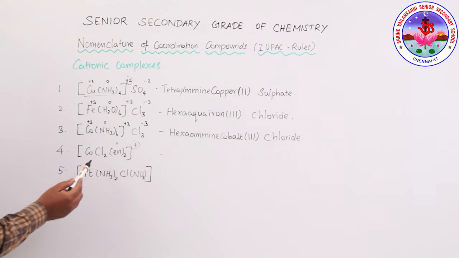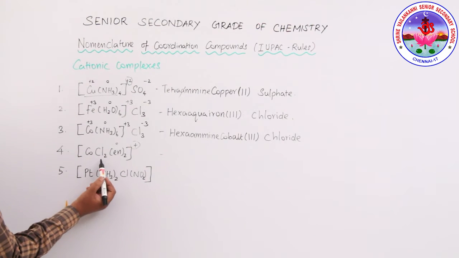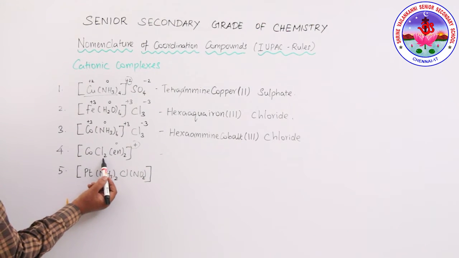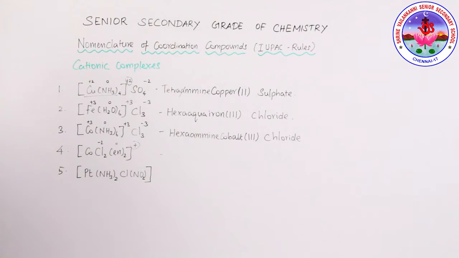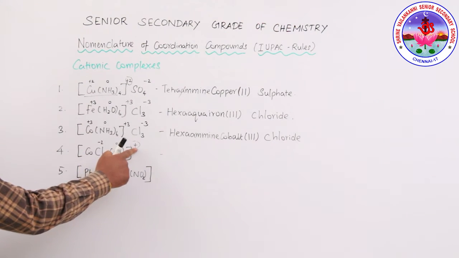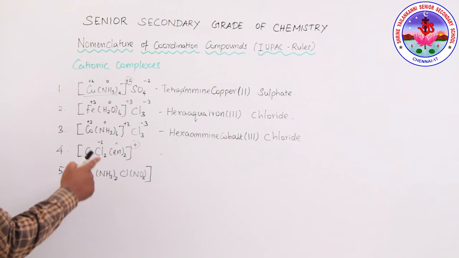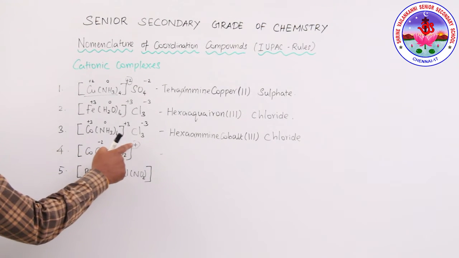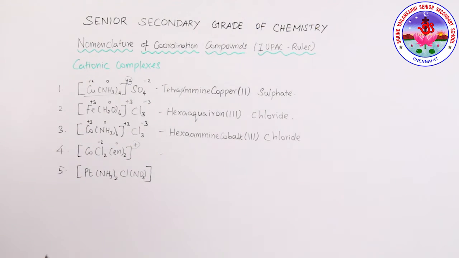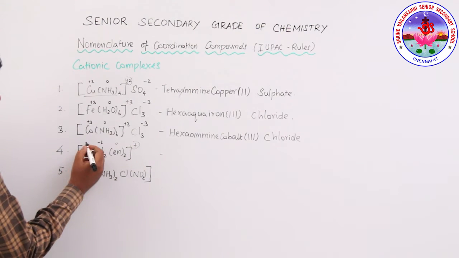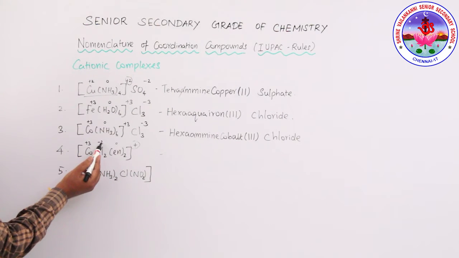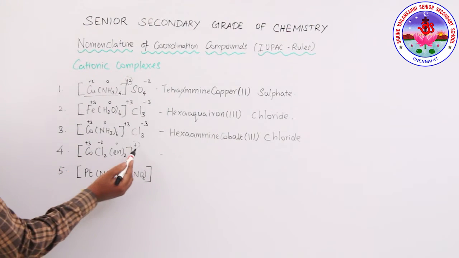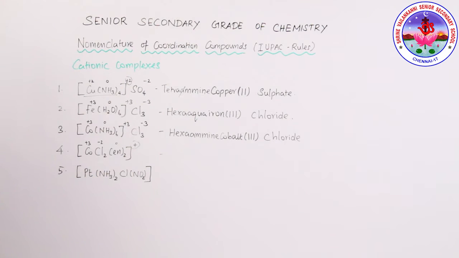Then chlorine has -1. How many chlorine atoms are there? 2 chlorine atoms, so -1 into 2 is -2. So here +1, here -2. The complex charge and this charge should be satisfied. So I am putting +3 for the metal ion, plus 3 minus 2, it will become plus 1. So the charge of the complex is also plus 1.